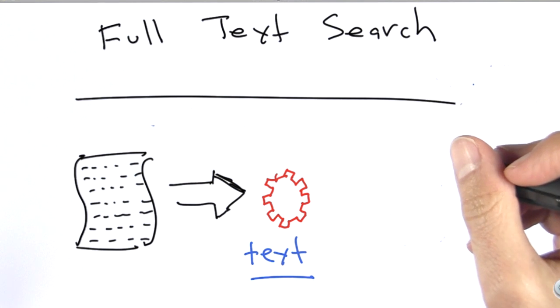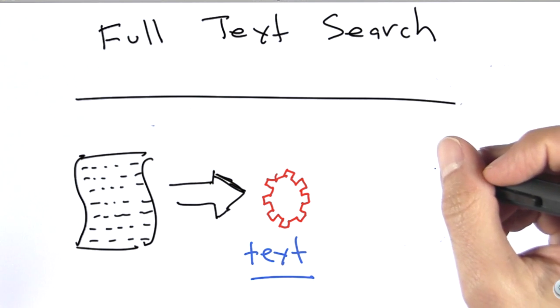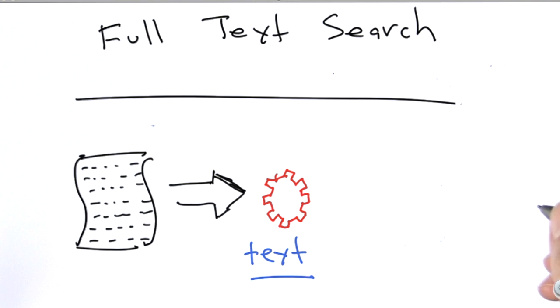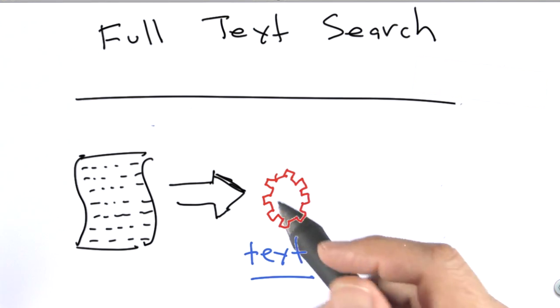Okay, let's talk about another type of index that can be very useful when dealing with text. It's called a full text search index. So why would you use it and what would you use it for?